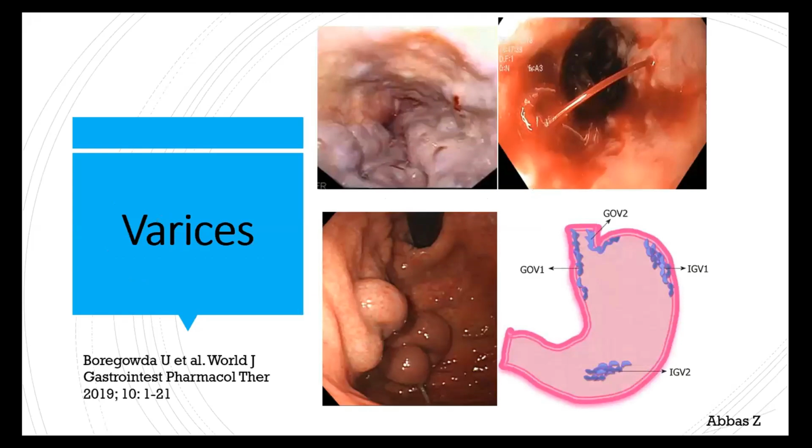So I will be focusing today on varices. As you know, varices may be present in the esophagus, and they may be present in the stomach, like the fundal varices. Then ectopic varices may appear in the duodenum, in the rectum, and in the small intestine as well.